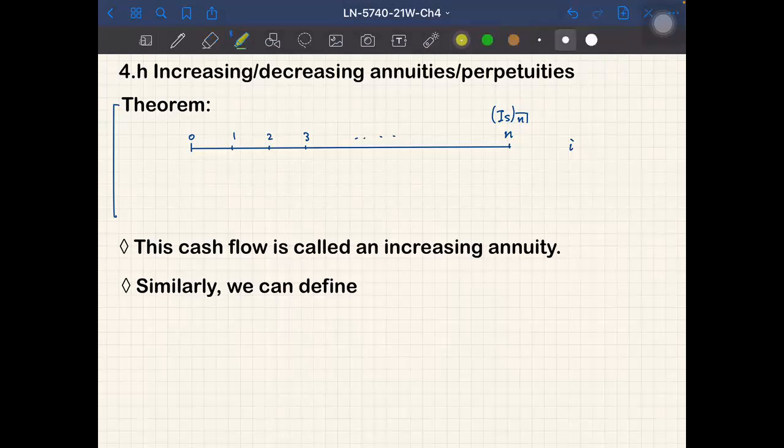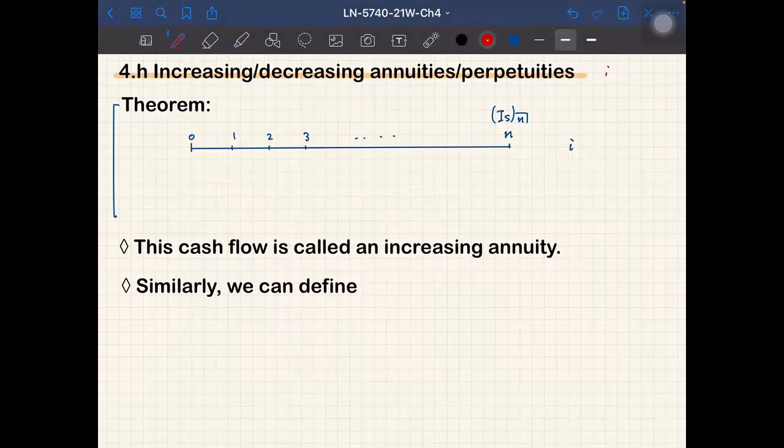Hi everyone. The next section, 4H, covers increasing and decreasing annuities and perpetuities. So we think about a fixed interest rate, but the amount of the payment is increasing or decreasing over time as a linear function.